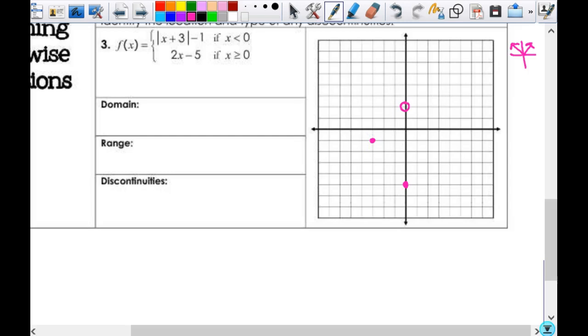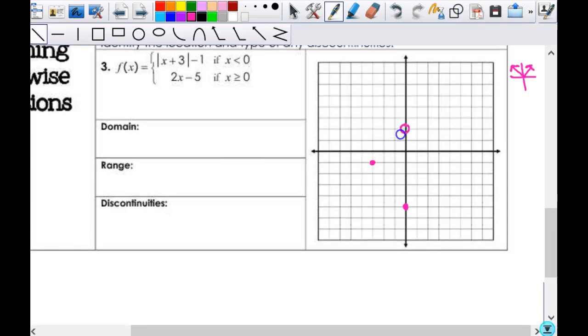Now, because I didn't reflect it at all, if I know that this is the vertex, to get the right side of my V, do I even have to find any other points? Nope, I sure don't. So I've got this right here, once it decides to draw. There we go. So there's the right-hand side.